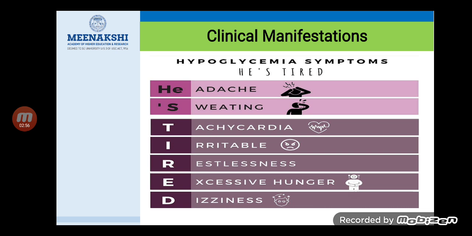Let us look into the clinical manifestations of hypoglycemia. Generally, these hypoglycemic symptoms are learned with the mnemonic "HE IS TIRED": H for headache, S for sweating, T for tachycardia, I for irritable or restlessness, excessive hunger and dizziness. So the mnemonic which will help us to remember the signs and symptoms of hypoglycemia is "HE IS TIRED".